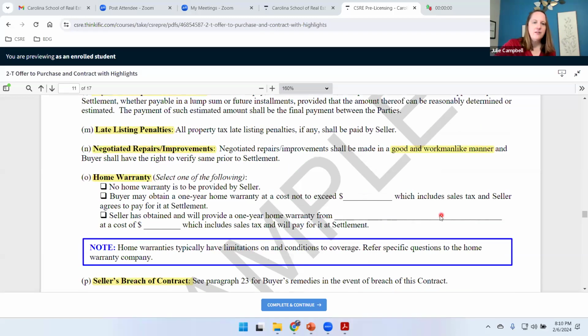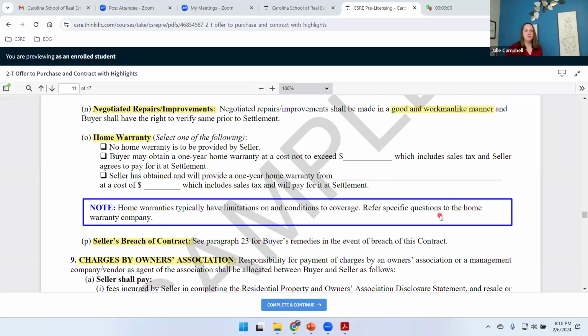Here's our home warranty. No home warranty to be provided. Buyer can get a 1-year home warranty. Seller agrees to pay for it, or the seller has obtained and will provide a 1-year home warranty. And then the seller's breach of contract. Breach is spelled out in paragraph 23, so we'll see this in just a minute. So 7 and 8 are all about the seller's responsibilities and the seller's obligations. Questions about the sellers?